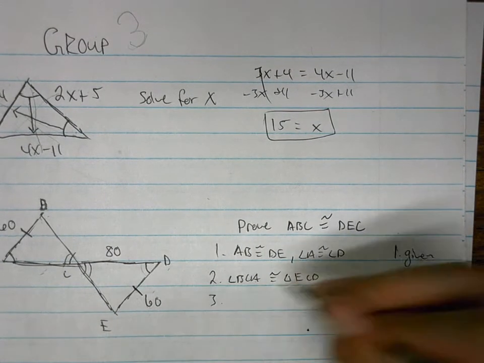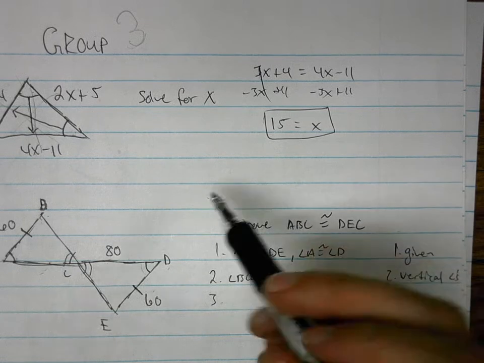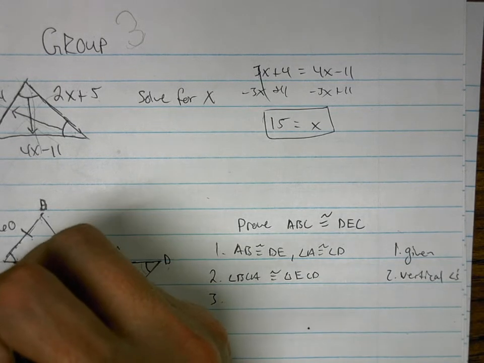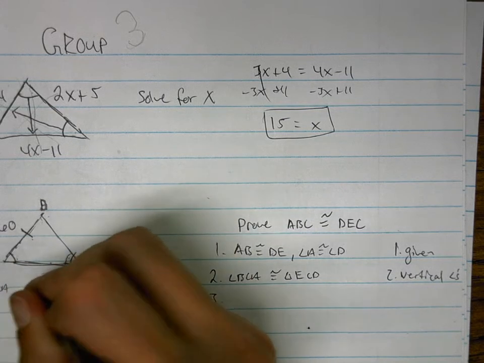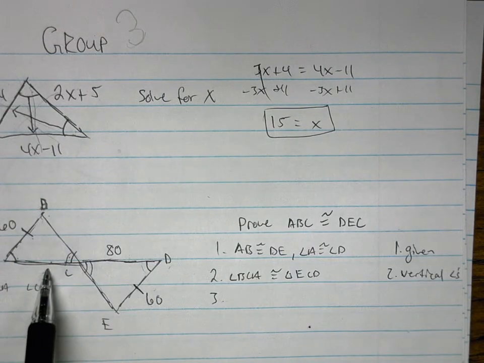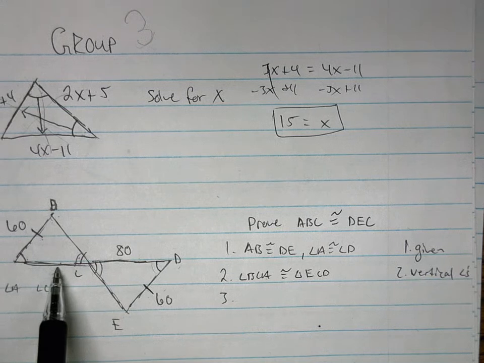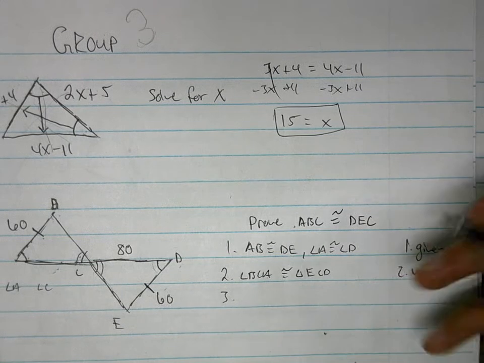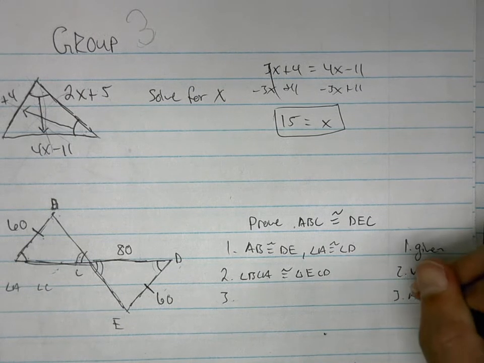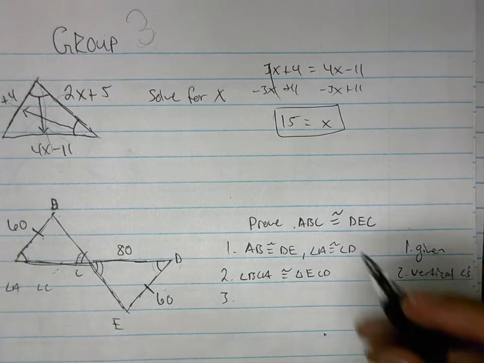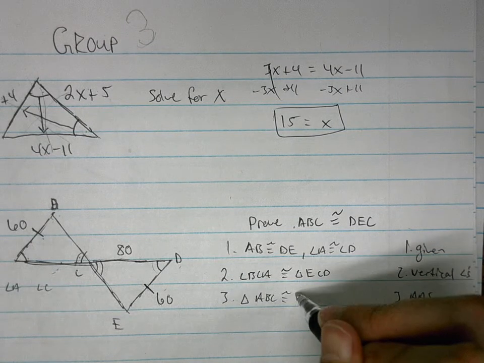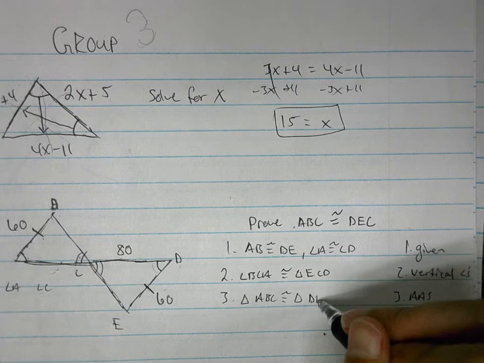So for 3, we have two angles and a side. This is angle A that is marked. This is angle C that is marked. Side length AC is not marked. And since it's not marked, that's not ASA. This side's not included. So this must be AAS. So triangle ABC is congruent to triangle DEC.